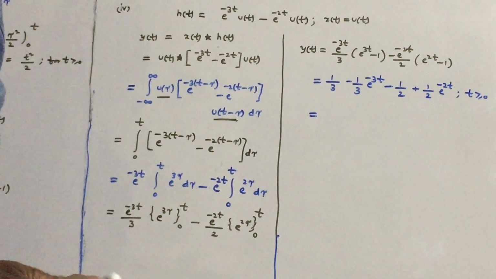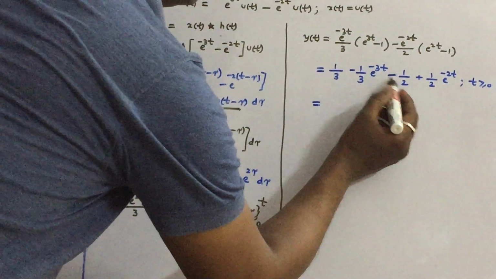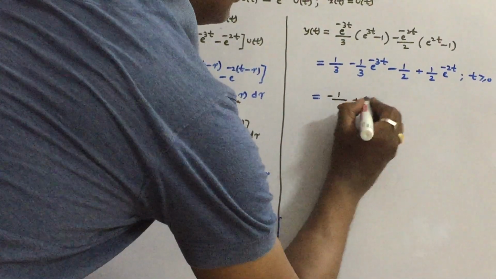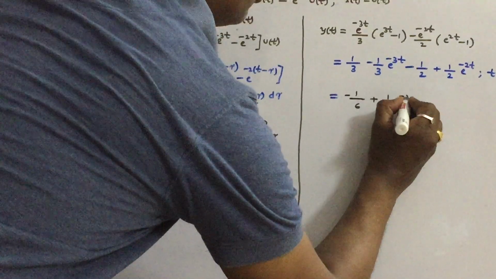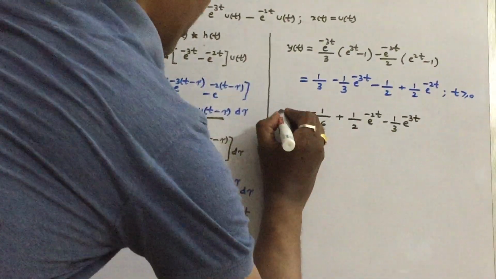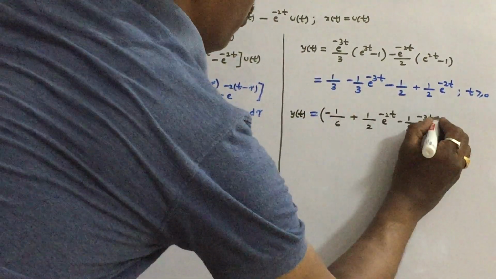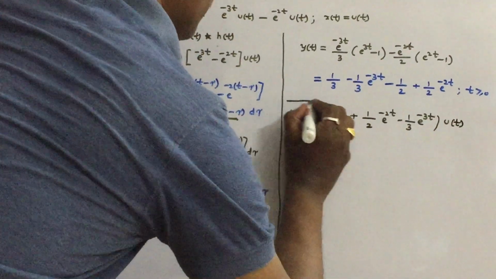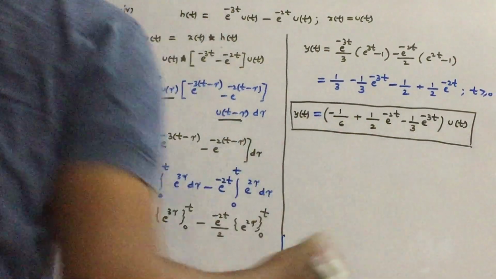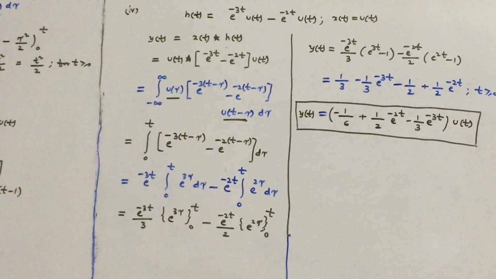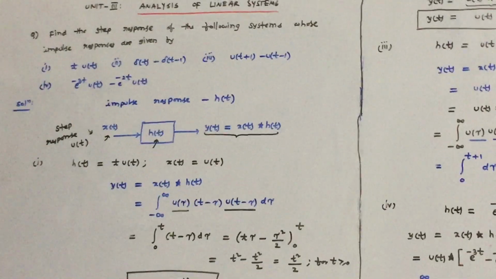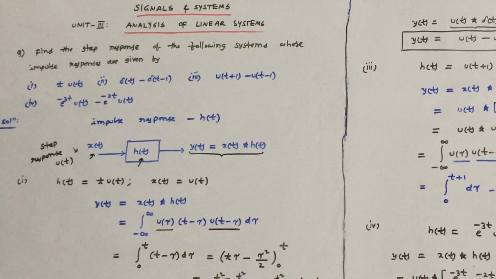You can see that this comes out as minus 1 by 6 plus 1 by 2 into e to the power minus 2t minus 1 by 3 into e to the power minus 3t. You can also write this as y(t) equal to that expression into u(t). So this is the answer for how to find the step response of the given system if the impulse response is given. This is a very important question for competitive exams. Thank you.